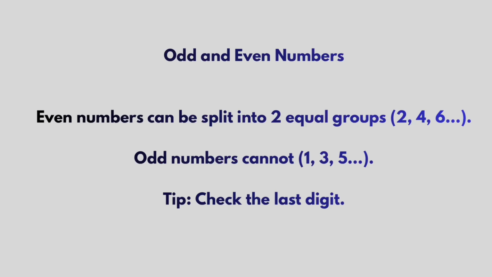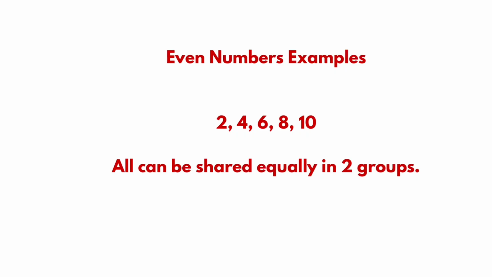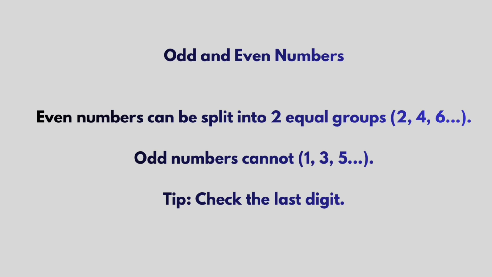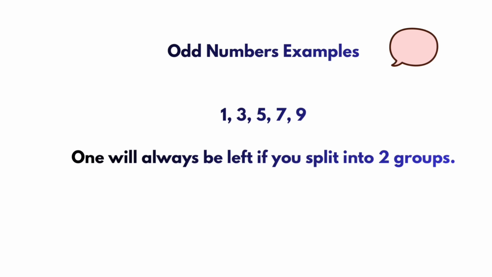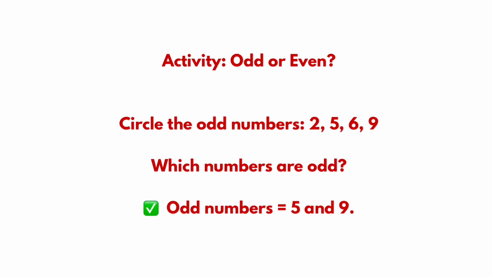Even numbers can be split into two equal groups like 2, 4, 6. But odd numbers we cannot split. A tip here is you can always check the last digit. Is this an even number or an odd number? Even number examples on the screen are 2, 4, 6, 8, 10. All these can be shared equally in two groups. Odd number examples are 1, 3, 5, 7, 9. So 1 will always be left if you split into two groups, right?